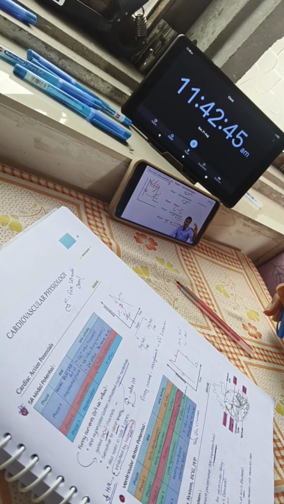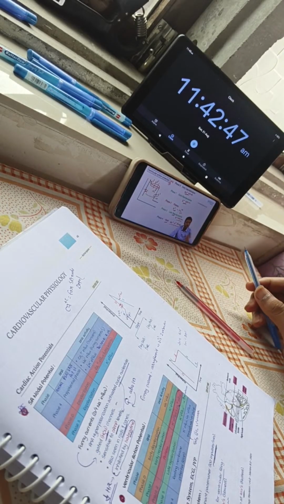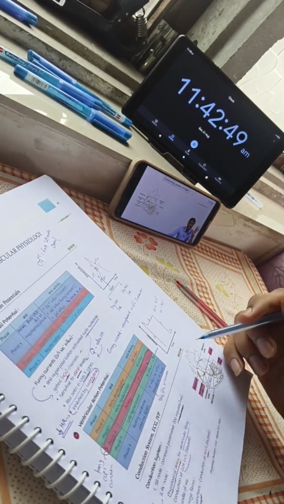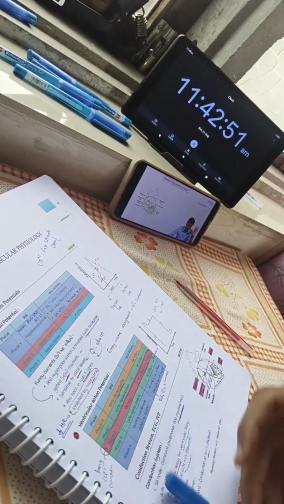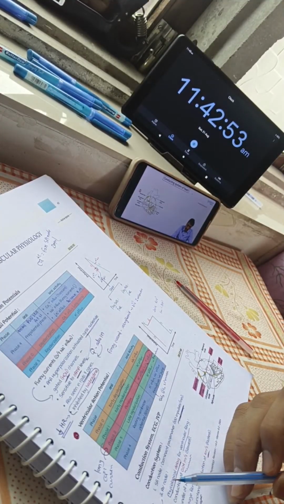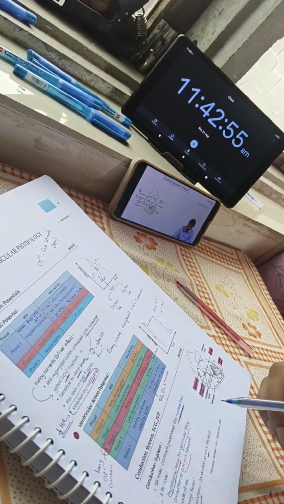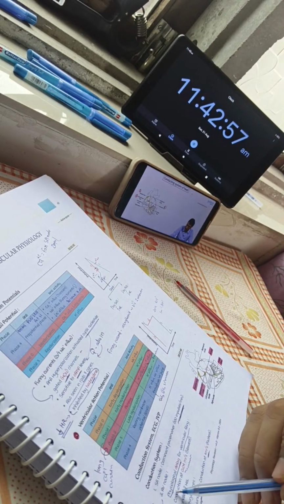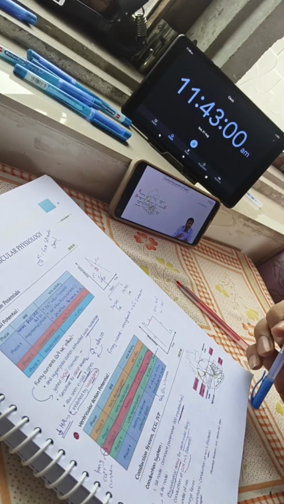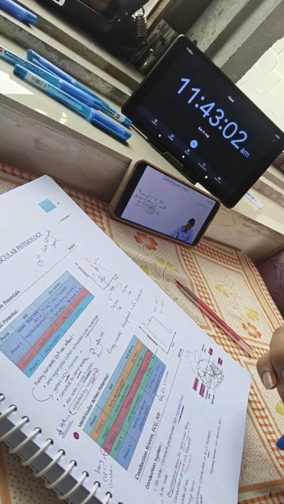Now, guys, the potential changes generated in SA node will be conducted all the way to the ventricles. For that you need a dedicated conducting system. What are the important components, sir? Obviously the starting point is the pacemaker SA node. From there it is connected to AV node. From there it will go to bundle of His and it will go to all the ventricular myocardial cells with the help of this special type of fibers, Purkinje fibers.